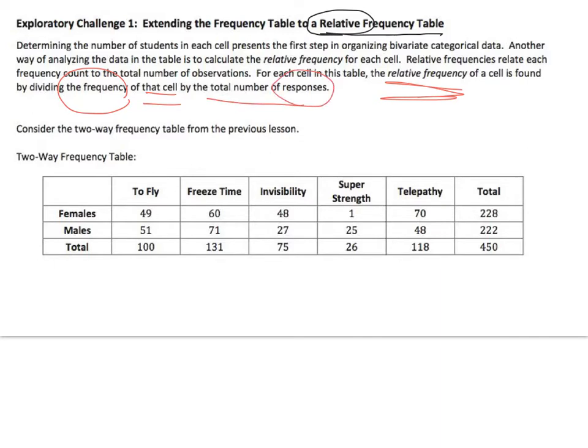So consider the two-way frequency table from the previous lesson. For instance, 450 people were surveyed. Actually, it was 1,000, but we have 450 samples. They were surveyed and asked to answer 2 questions. First of all, whether they were female or male. Secondly, whether they would want one of these superpowers. So, for instance, 49 women said that they would want to fly. 51 men said they would like to fly. 27 men wanted the power of invisibility, etc.